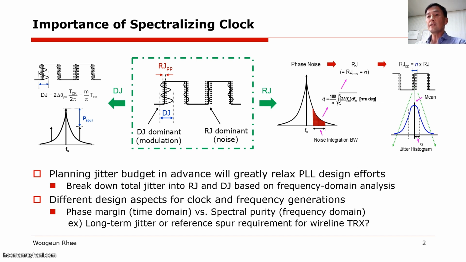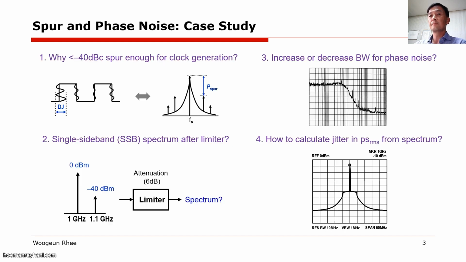In the clock generation, we value phase margin, that is, how much timing margin is allowed for digital circuits. On the other hand, in frequency synthesizer or frequency generator, spectral purity is important. That is, we also value out-of-band phase noise to meet the spectrum mask, and also not to interfere with other channels. And then those key design system parameters will be discussed.